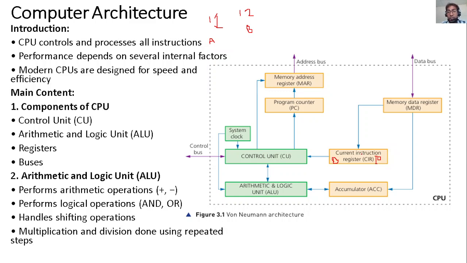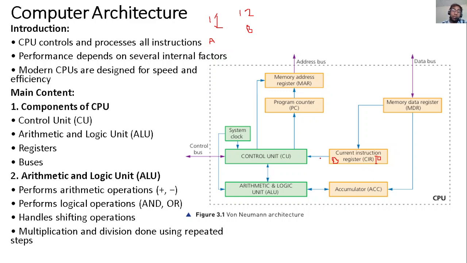Once the instruction is here, the program counter is incremented, which means now the program counter has the next instruction, I1. The program counter has the address of the next instruction. It has the address A, and the current instruction register has instruction 0. It has some address, any address you can imagine.